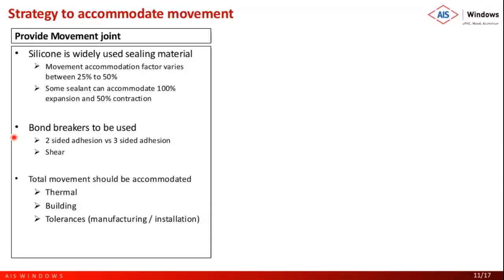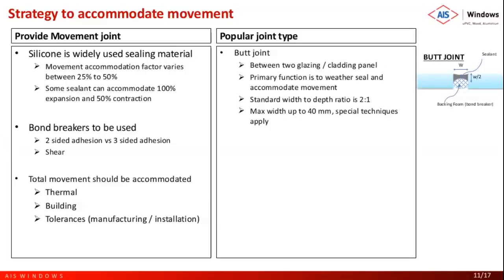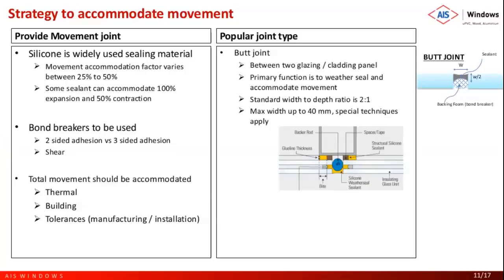And whenever we are designing a movement joint, we need to design it for total movement. When we say total movement, it is not only because of thermal and building movement, but also due to tolerances. What are tolerances? Tolerances are manufacturing tolerances, fabrication tolerances, and installation tolerances. You may order a glass size of, say, 2100 by 1500, but what is the chance that you'll get exactly 2100 millimeter size? There's 0% chance. So these tolerances are also built into the movement design itself.